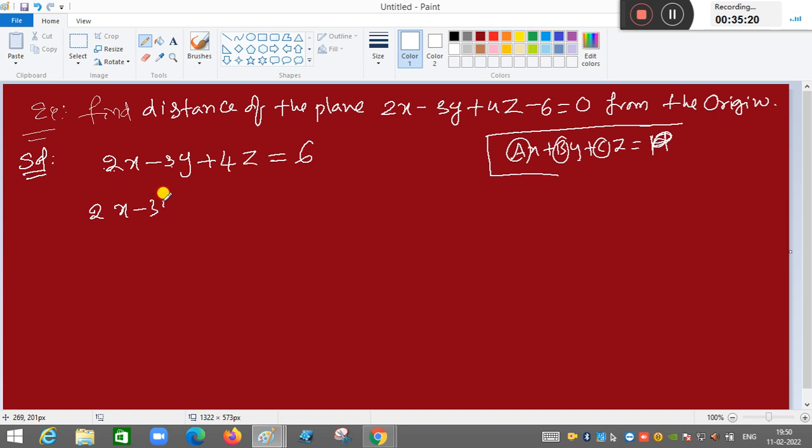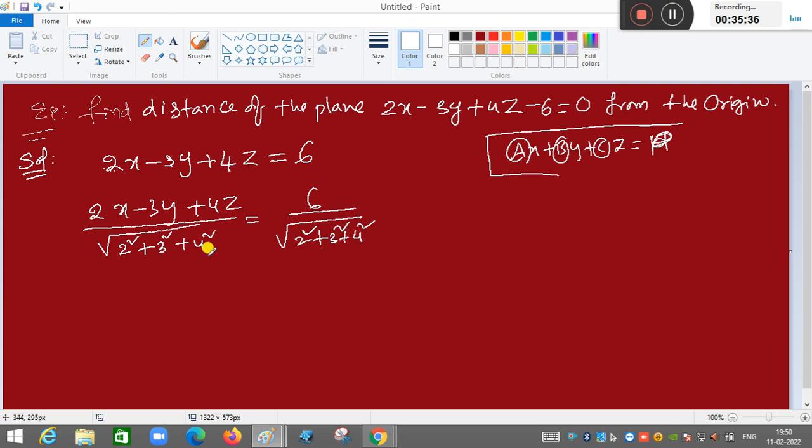Right, now divide this by root of 2 square plus 3 square plus 4 square: (2x minus 3y plus 4z) by root of 2 square plus 3 square plus 4 square. In the same way divide the other side also by root of 2 square plus 3 square plus 4 square. This is root of 29.